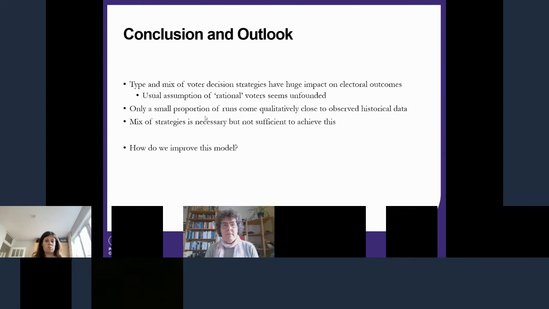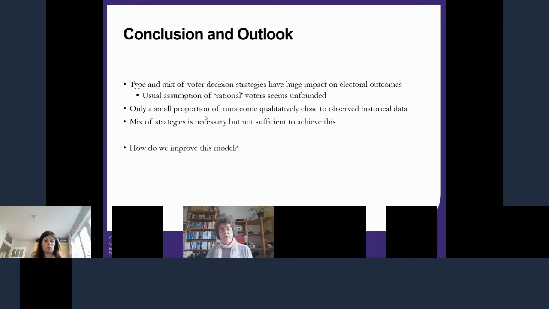Okay, coming to the end. The type and mix of voter decision strategies has a huge impact on electoral outcomes, obviously. So what I can say is the usual assumption of rational voters seems unfounded from my experiments. The problem is that only a very small proportion of runs comes qualitatively close to the observed historical data, and this mix of strategies seems to be necessary, but it's not sufficient to achieve this. In the discussion now, I would like to have your input on how we could improve this model.